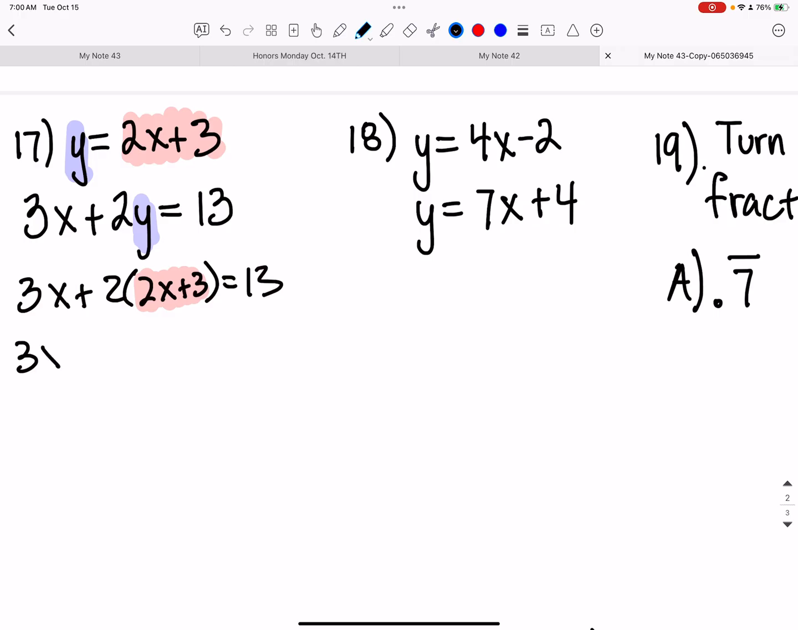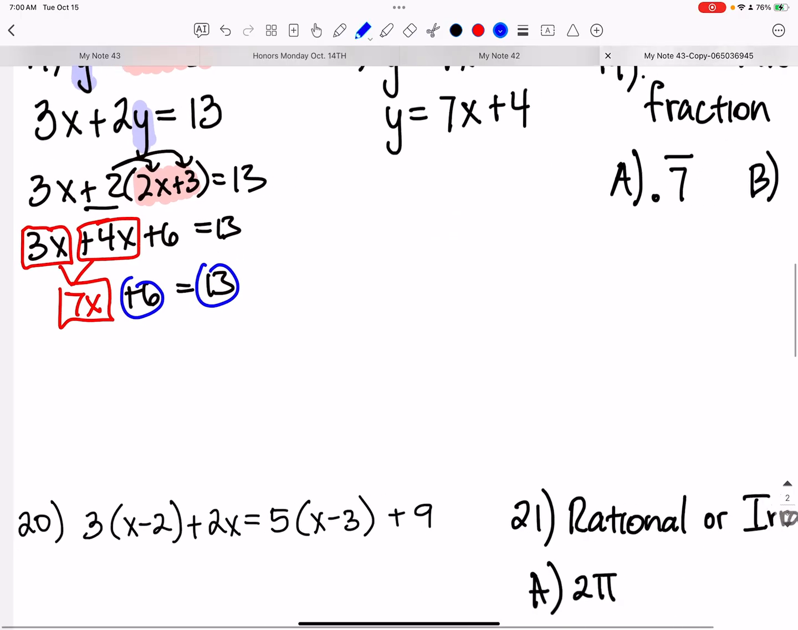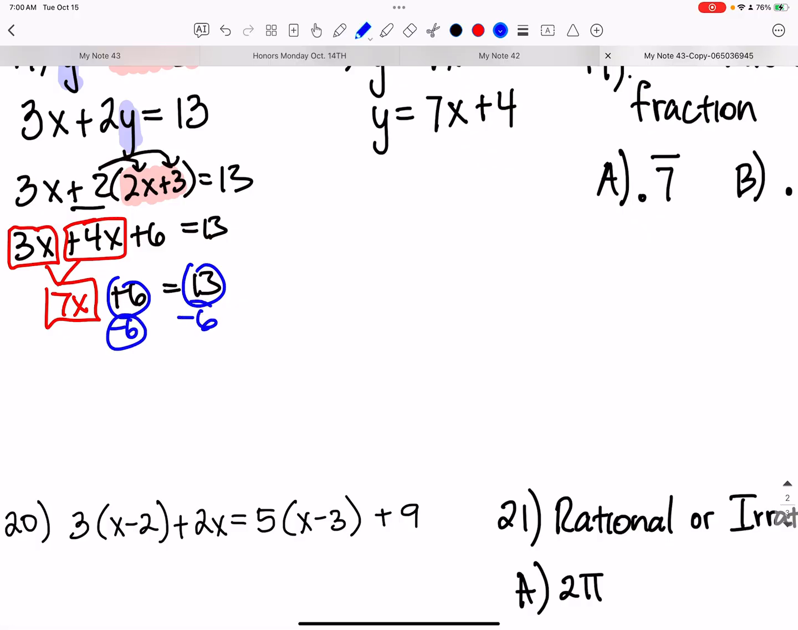Okay, let's see. 3x, positive 2 times 2x is plus 4x. Positive 2 times 3 is plus 6 equals 13. We've got too much of my laundry on this side, so let's go ahead and put it in one box. We've got 7 x's plus 6 equals 13. This is baby's laundry, baby's laundry. Let's go ahead and minus the 6, and we've got 7 x's equals 7. Divide by 7, divide by 7.